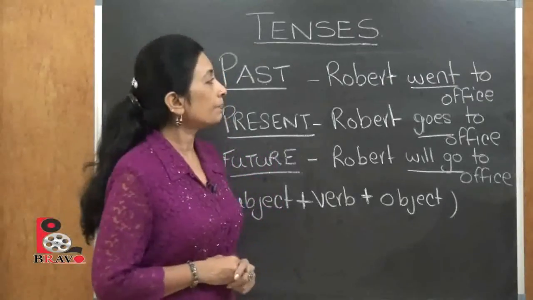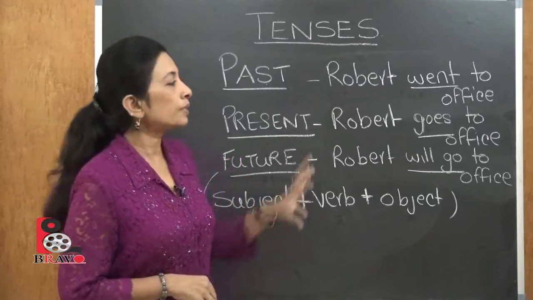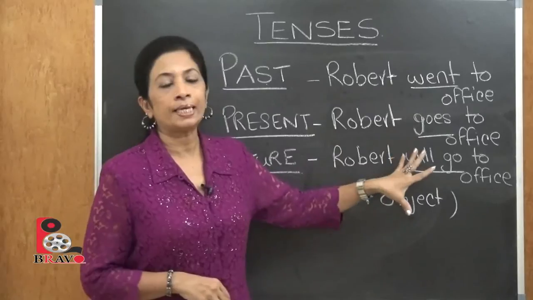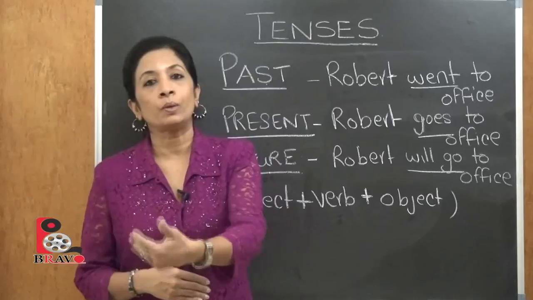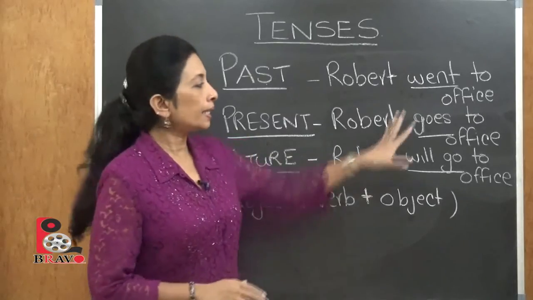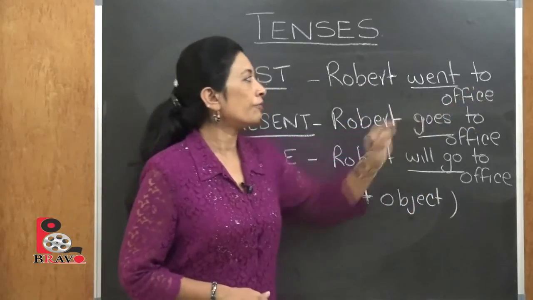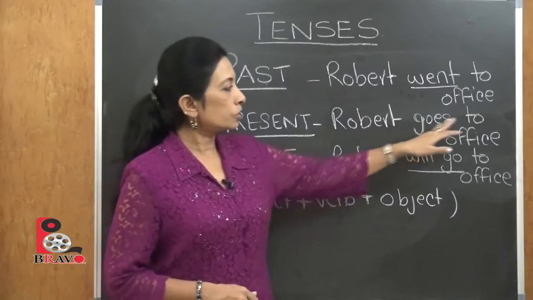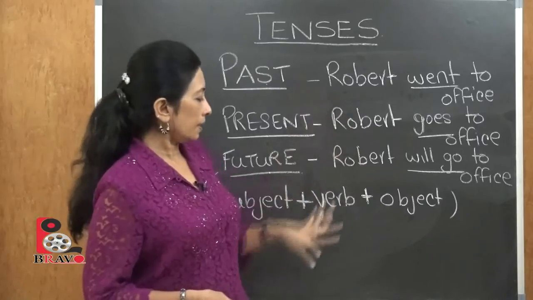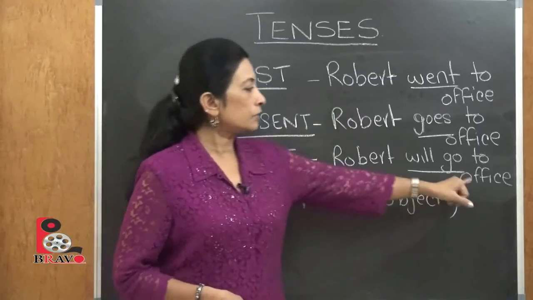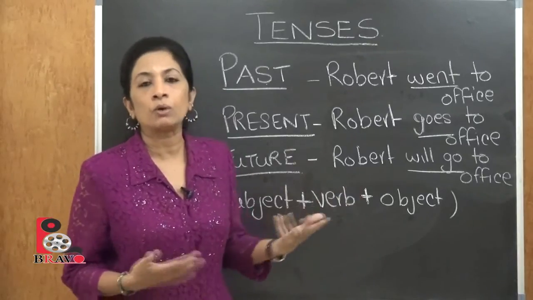Okay, now the second example that we have taken here is a little bit different to the first one. In the first one, the verb stayed, but we just added on ed for the past and added on will for the future, and walk remained. Here you can see the verb changes a little bit. So here: Robert went to office. Robert goes to office. Robert will go to office. So you can see that the subject is Robert, the object is office, which never changes. It's always the verb that will change according to the action or the time.